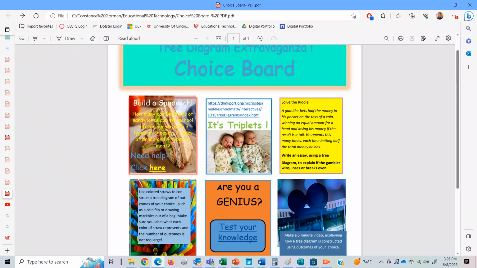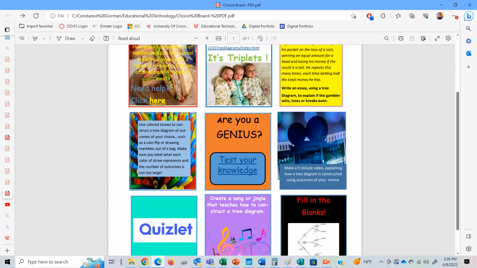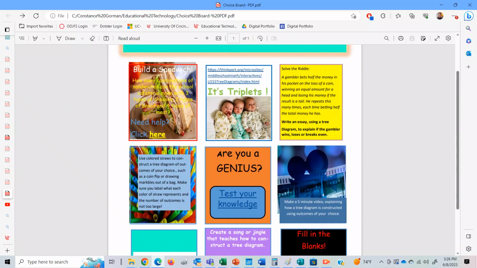Let's see. Do tools help students set goals and develop strategies for improving learning? Well, I don't really know if it really sets goals. It's really more for applying what they know or determining if they have an understanding of this concept of tree diagrams in different situations. So none of these really address student goals, I don't think.